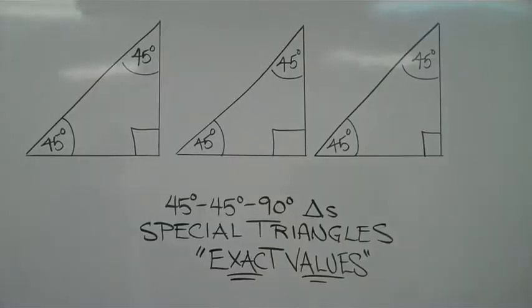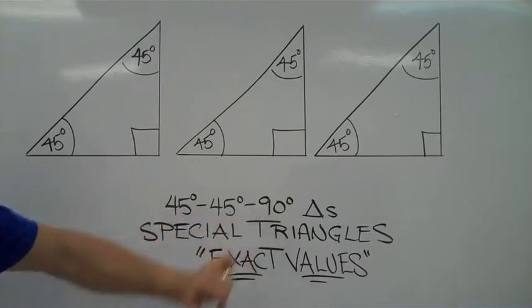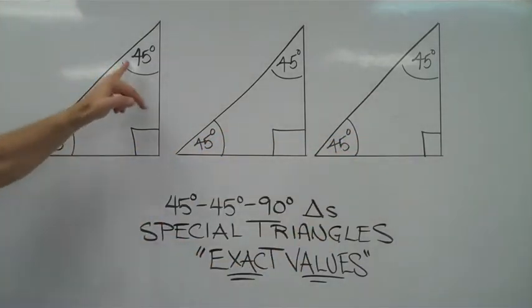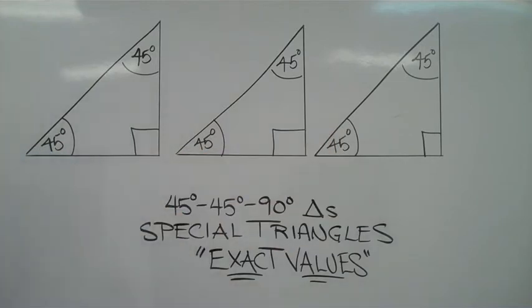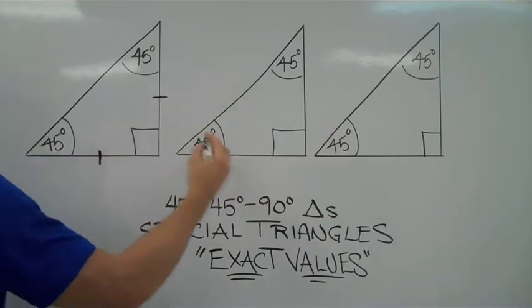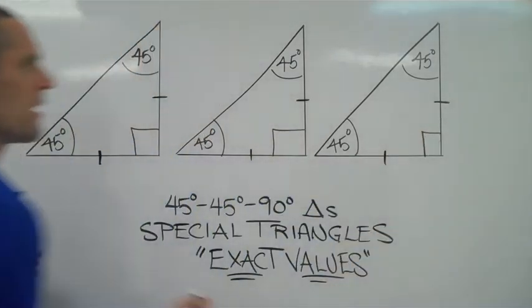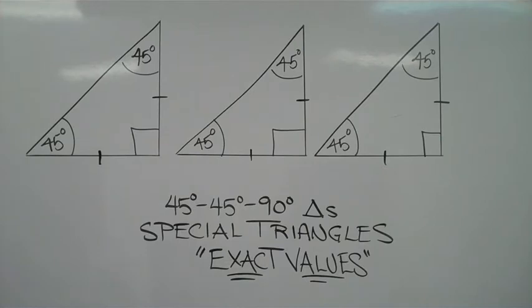Let's now talk about special triangles and exact values. Our first special triangle is the 45, 45, 90 triangle. Of course, I've got 90 and in each case I've got 45, 45. That means I've got an isosceles triangle. You remember from geometry that the sides across from my 45 degree angles will be congruent.